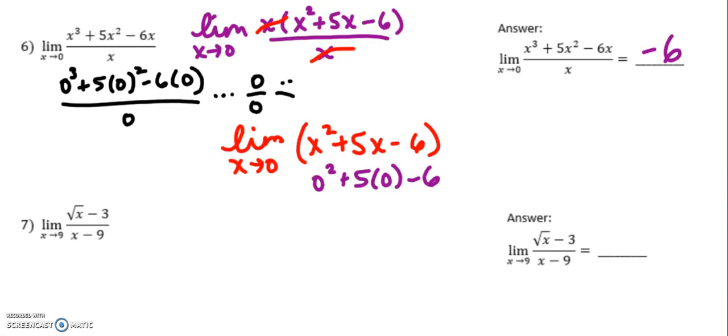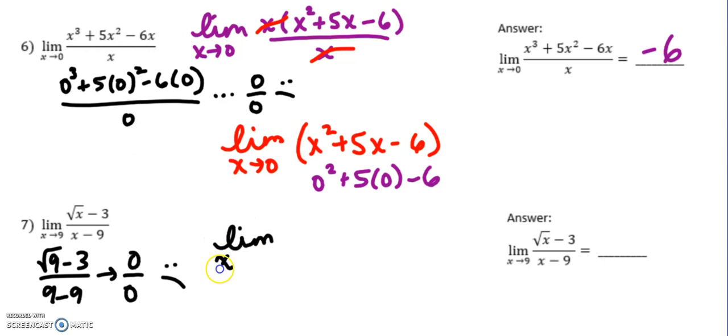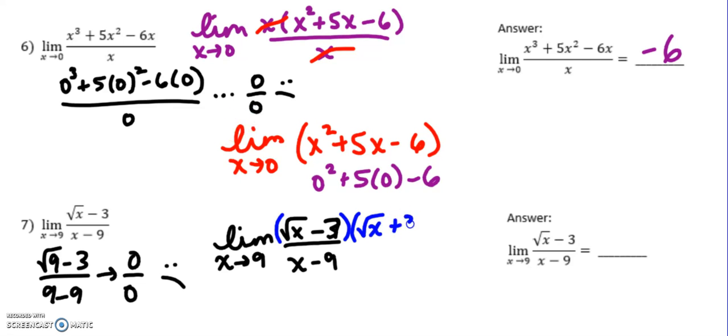Number 7, I have the limit as x approaches 9 of the square root of x minus 3 over x minus 9. I'm going to try my direct substitution. And I end up with 0 over 0. So this one, I could try some factoring, which I will get to in just a minute. But because I see this square root, I'm also going to consider multiplying by the conjugate, that should be a 3, so that I can get my square root to become part of a difference of squares and to go away. So the conjugate I want is the square root of x plus 3.